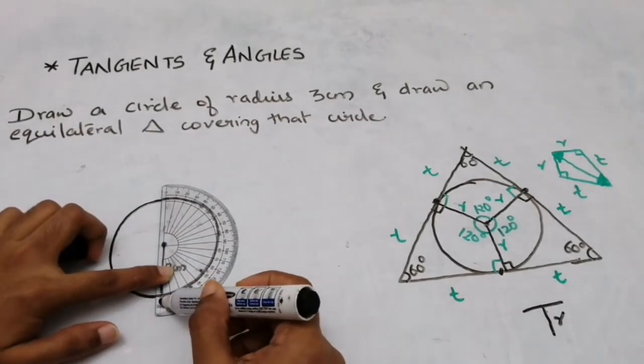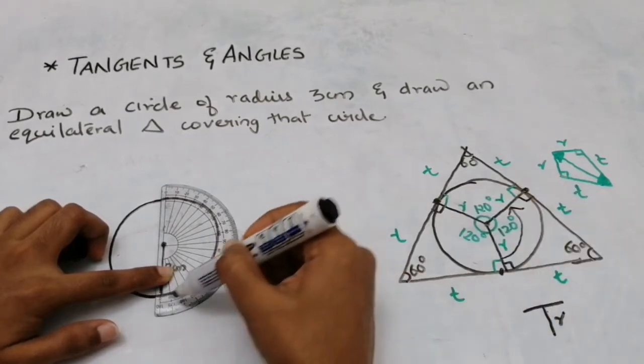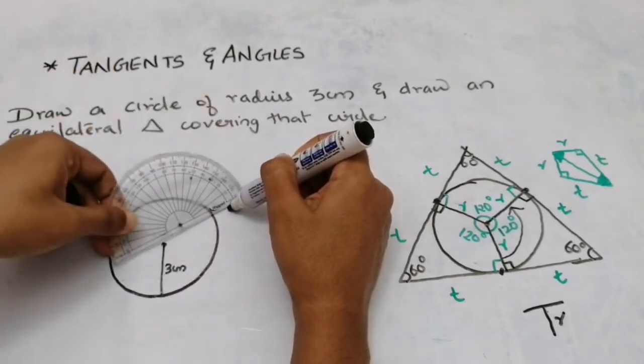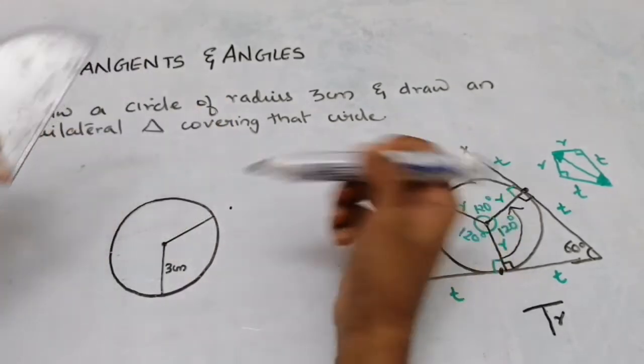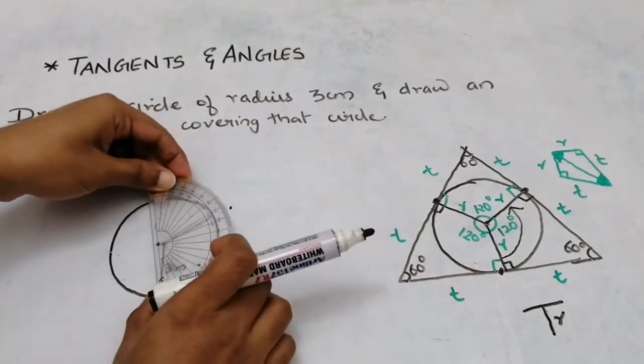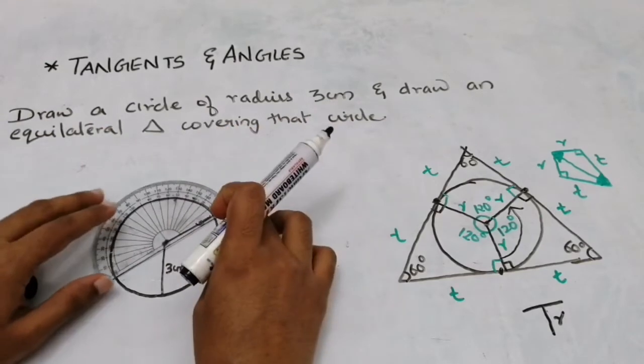So you have to start from zero. From this side I am moving, see, like this I am moving. So I have to start from zero up to 120. 120 is here. Then you just draw a line, okay. Then first the protractor was like this, now you just simply rotate like this and place it exactly like this.